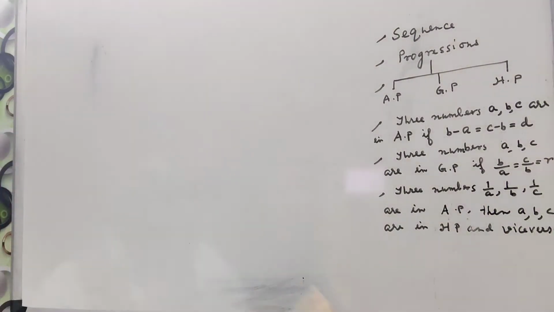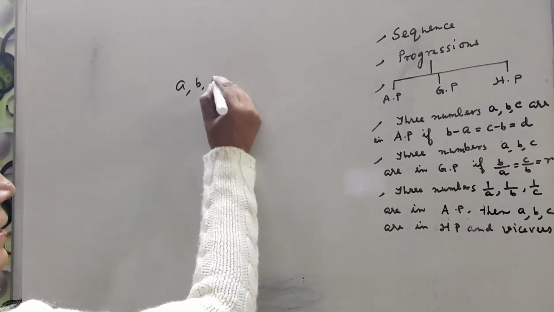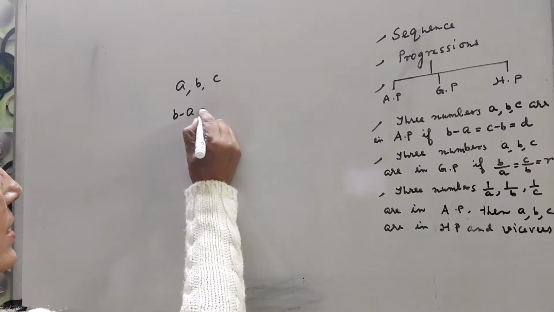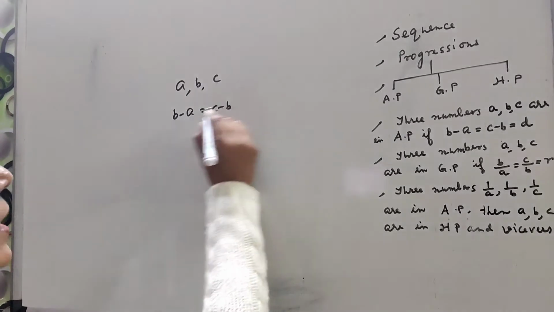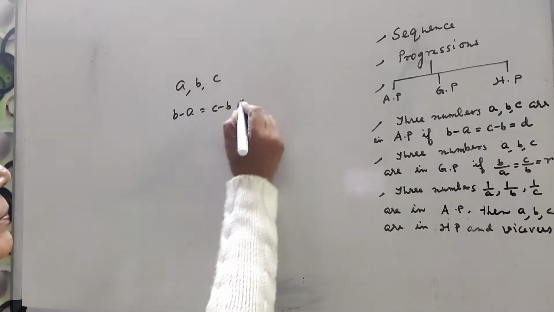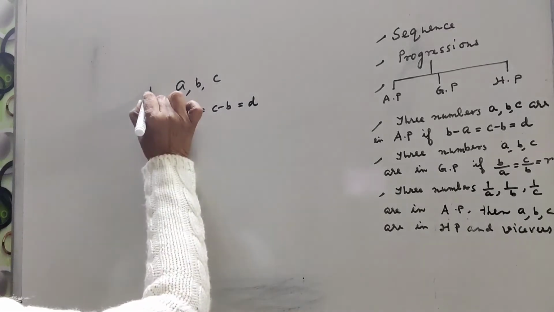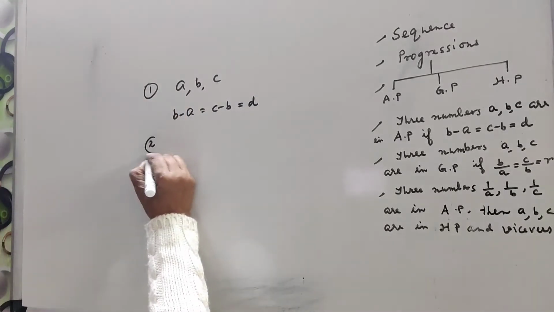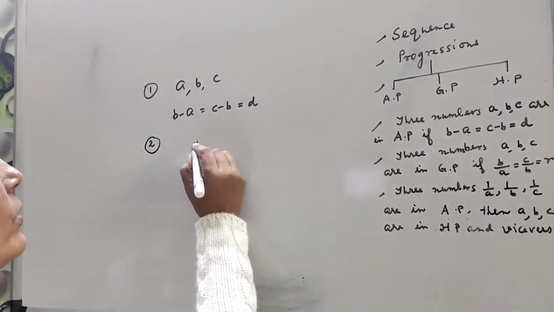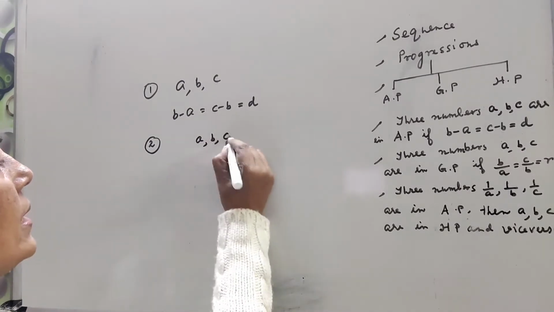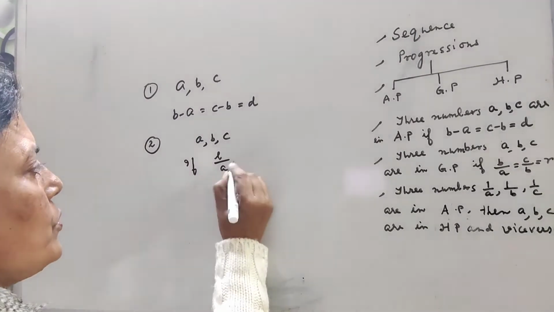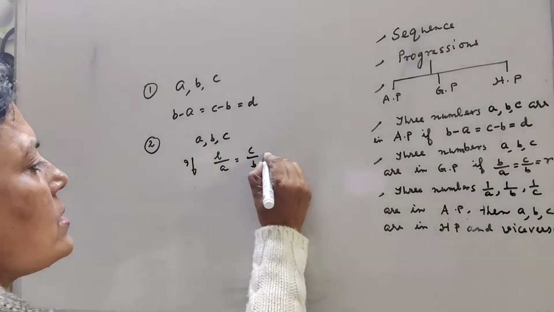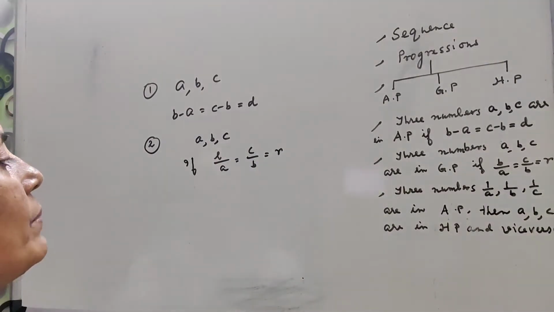Three numbers A, B, C are said to be in arithmetic progression when B minus A is equal to C minus B, and this difference of two consecutive numbers is called the common difference. That is arithmetic progression. Next we are talking about geometric progression. Three numbers A, B, C are in geometric progression if B by A is equal to C by B, and this ratio is called the common ratio, denoted by R.